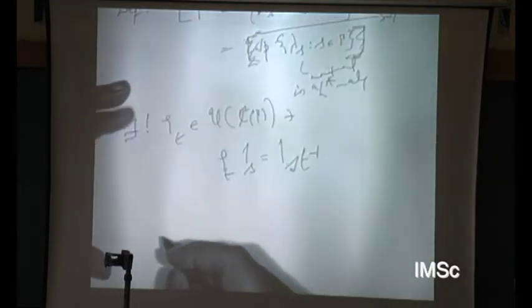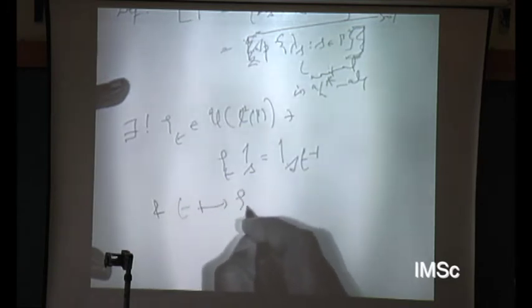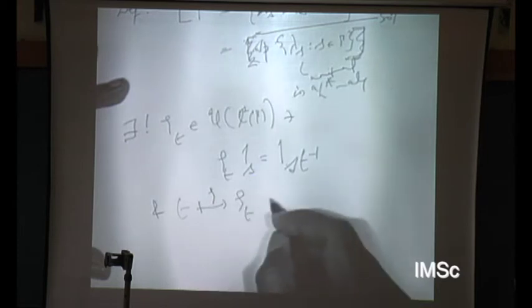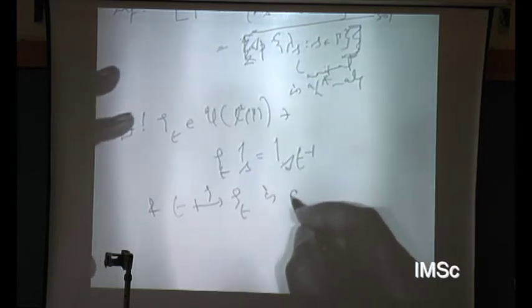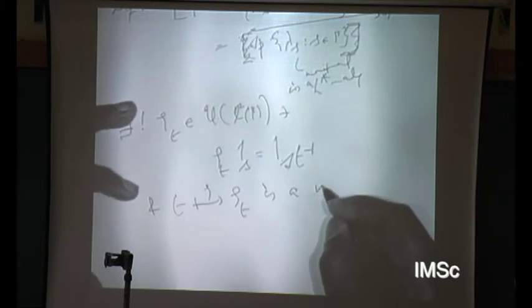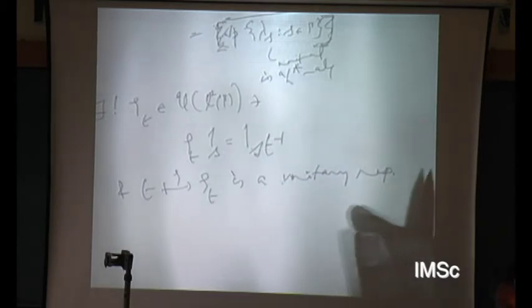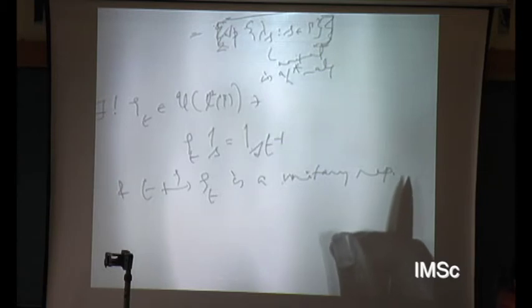And t going to rho t is also a representation, a unitary representation. Actually, when I say unitary representation, I already said, I think once before, this means that it must be strongly continuous. For every psi, t going to rho t psi must be continuous.